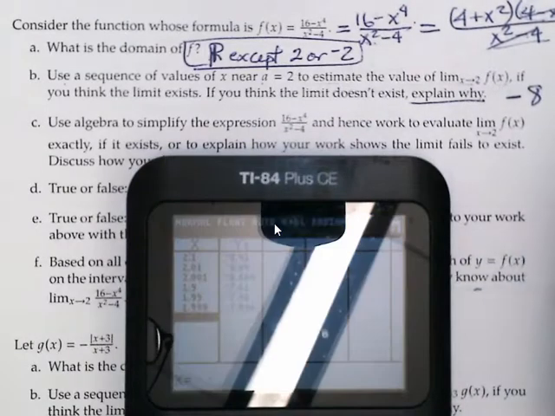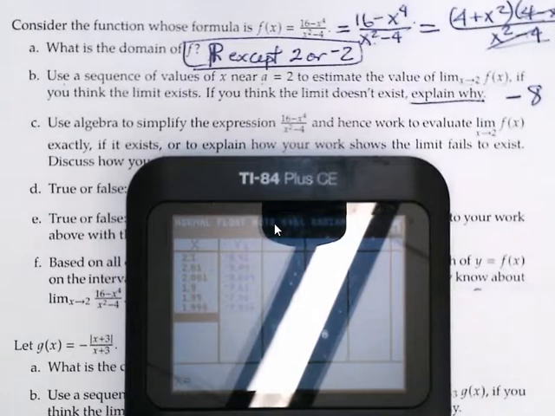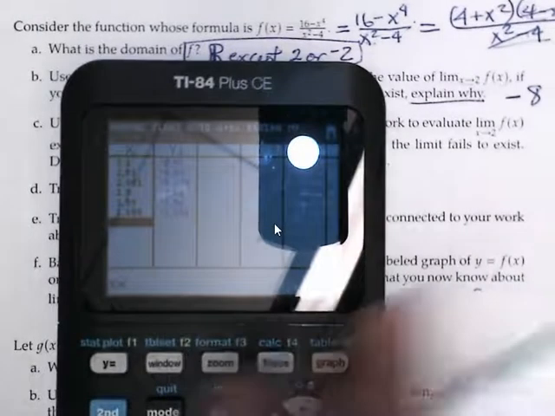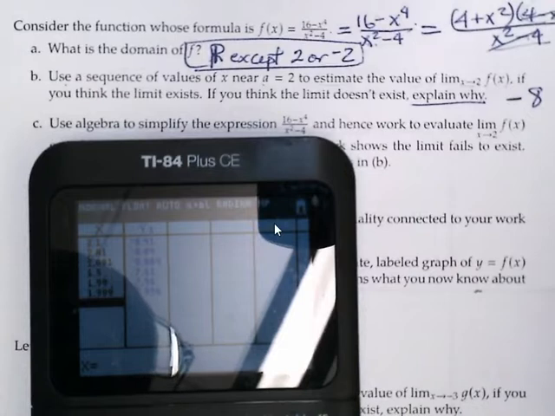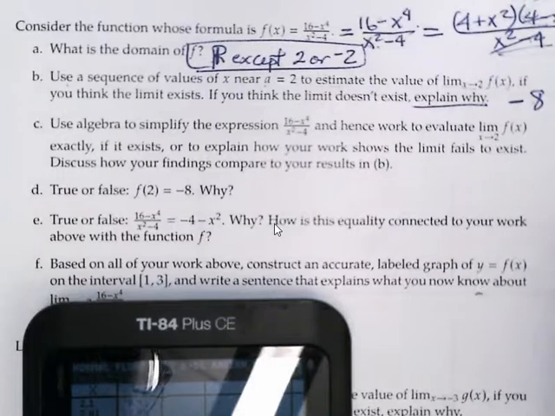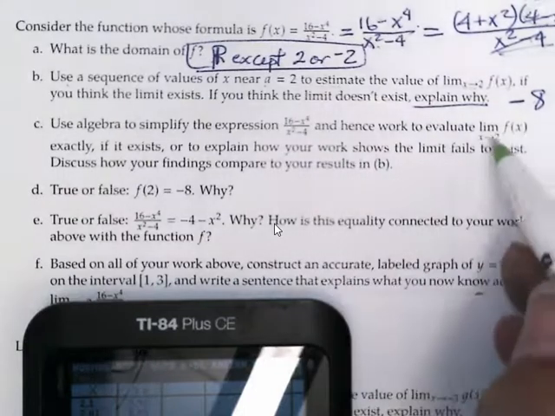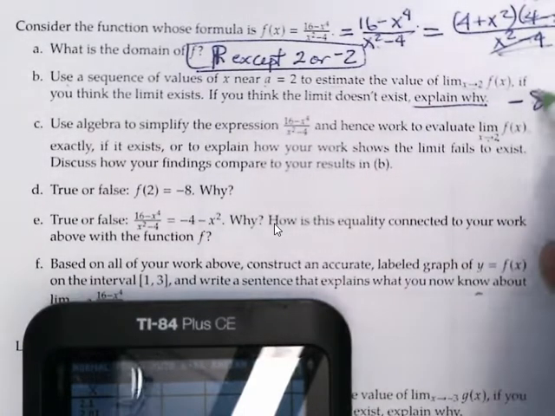So this function is similar, not identical, but similar to negative 1 times 4 plus x squared. And when that gets close to 2, 4 plus 2 squared, 4, is 8, and negative 1, so it's negative 8. So this is the algebra they wanted us to simplify, and then to take the limit as x gets close to 2 on this, we get the negative 8.